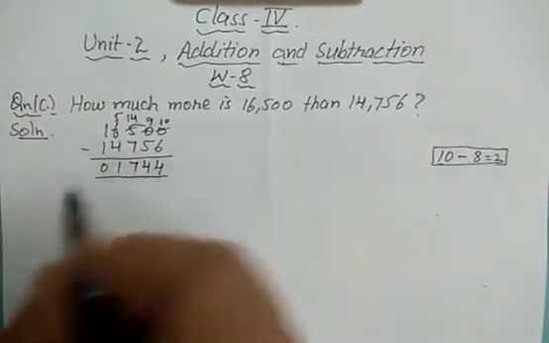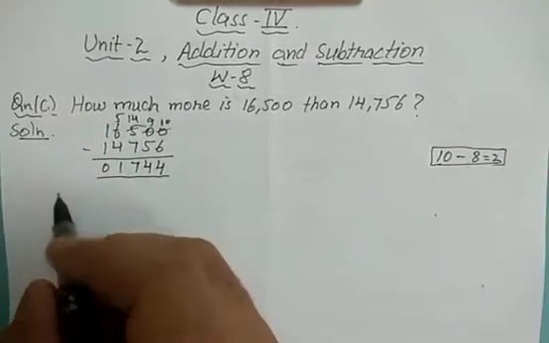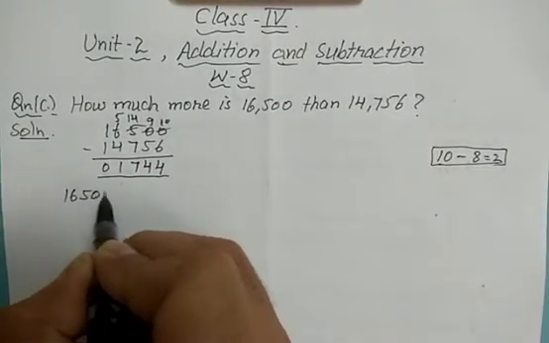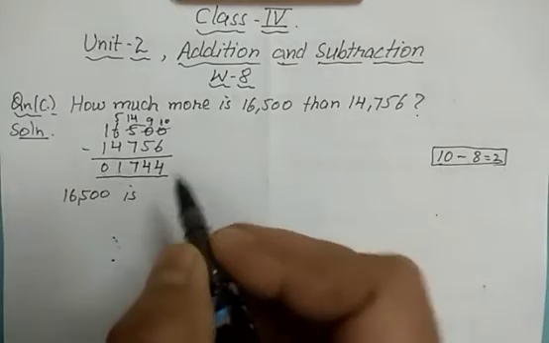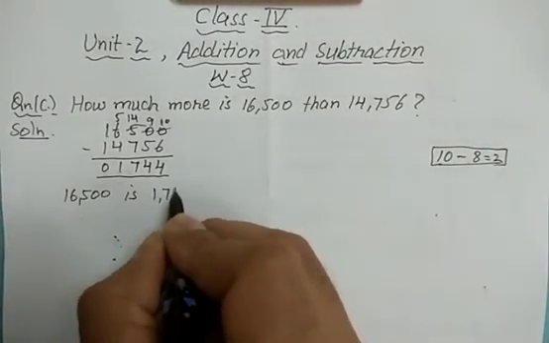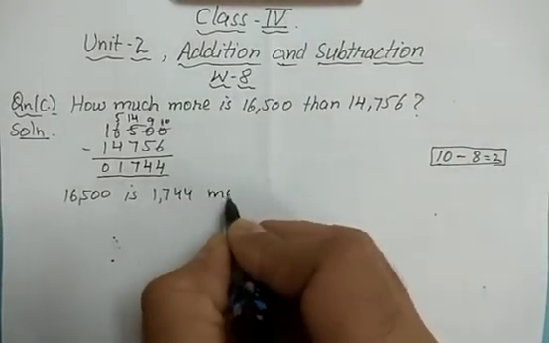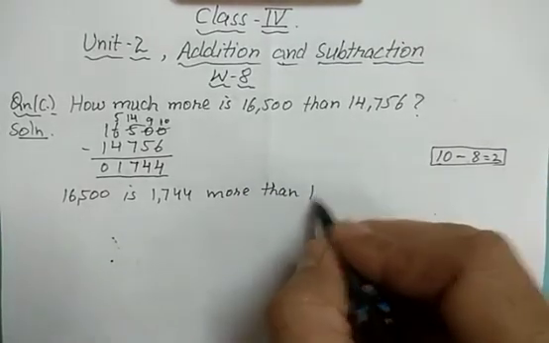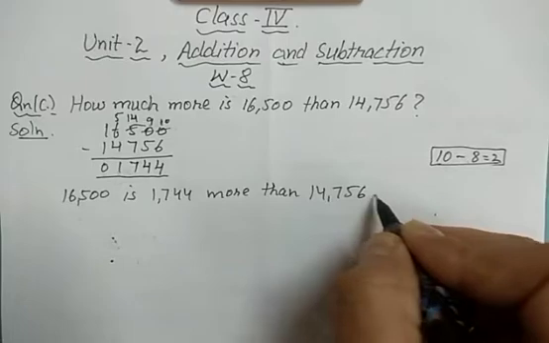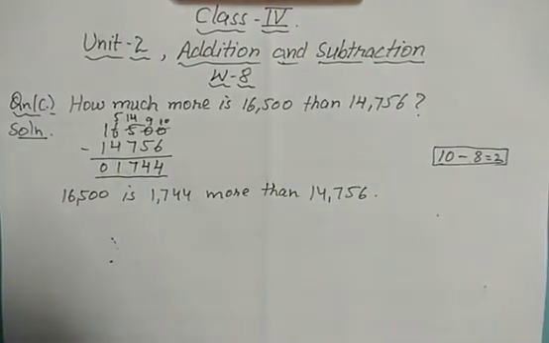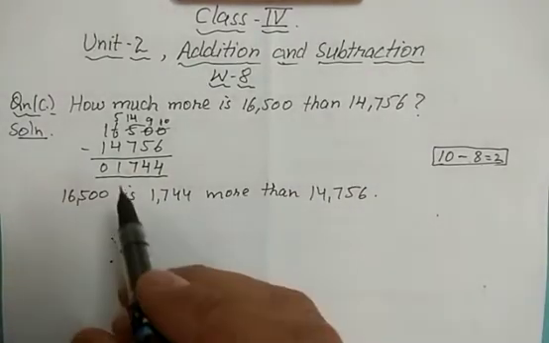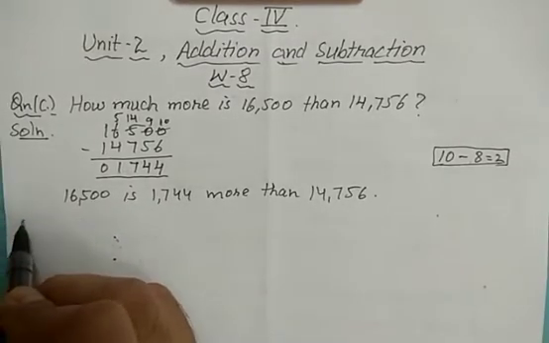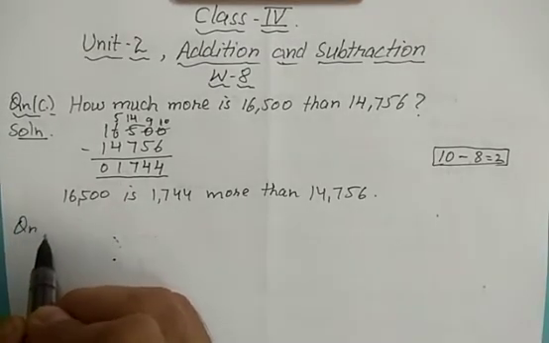So here we got the difference. We can write the answer that 16,500 is 1,744 more than 14,756. This is a very easy question. Let us move to the next question, that is question number D.